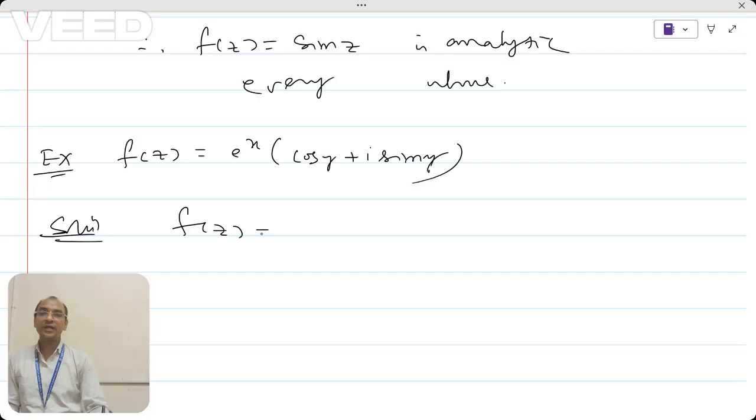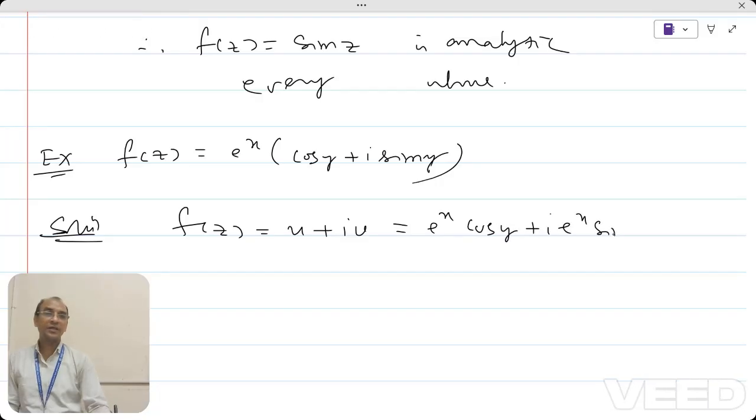f of z equal to u plus iv. But here f of z equal to e to the power x cos y plus i into e to the power x sin y. Now if you compare the real and imaginary part, u will be nothing but e to the power x into cos y, and v will be nothing but e to the power x sin y.